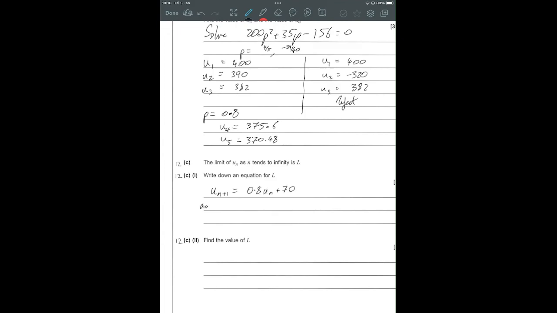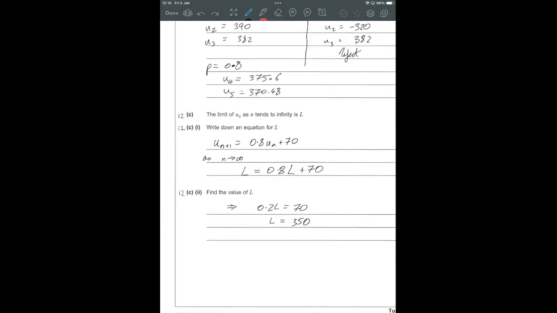So as n tends to infinity, both these are going to turn into L's. U_n is going to turn into the L as being the limit, and U_(n+1) is also going to be that L. So if we solve that, subtract off the 0.8 L and times by 5. So that number looked a little too big for a moment until I realized those were the values that we were in the region of anyway. And the limit comes out as 350.